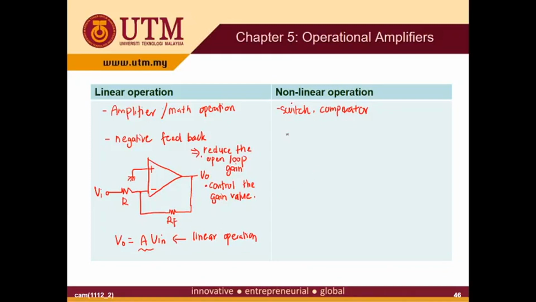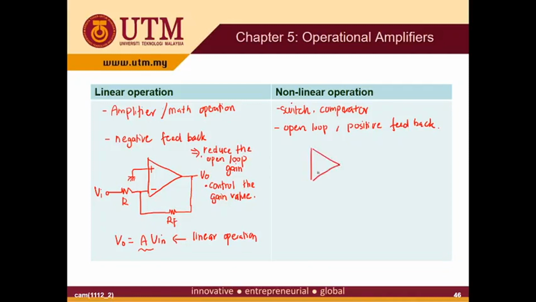Nonlinear operation will not have negative feedback. It has two types. The first type is the open loop type, and it can also have positive feedback. Let's discuss the open loop setup, or open loop configuration.